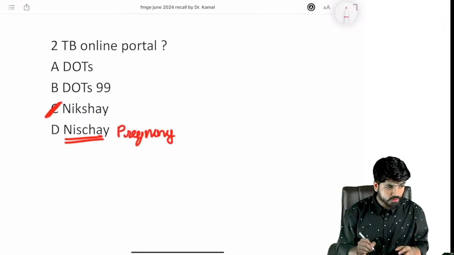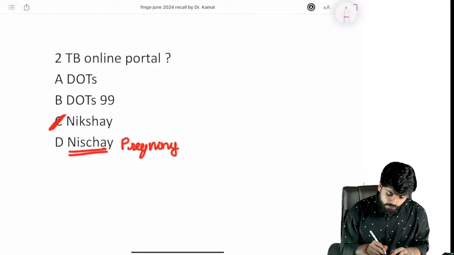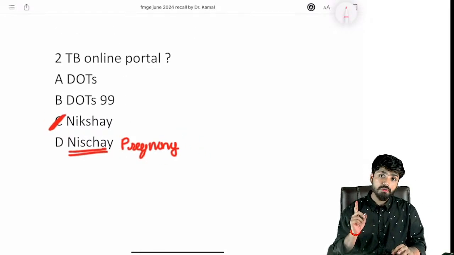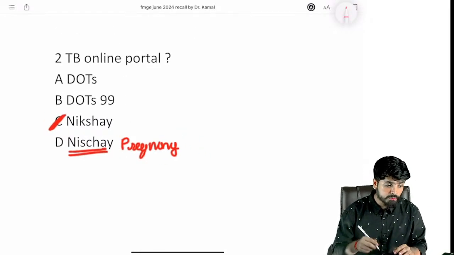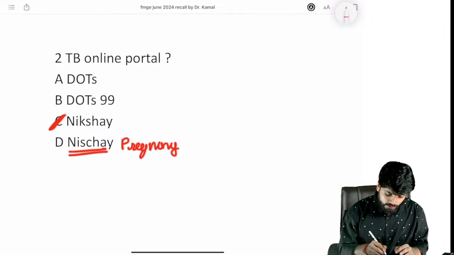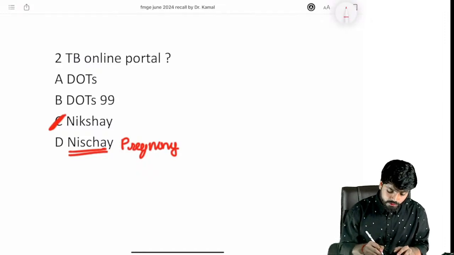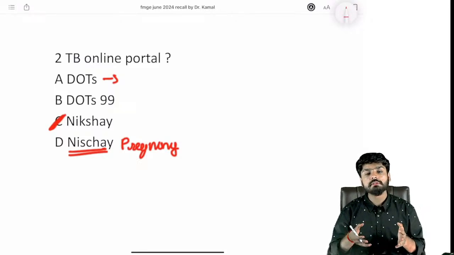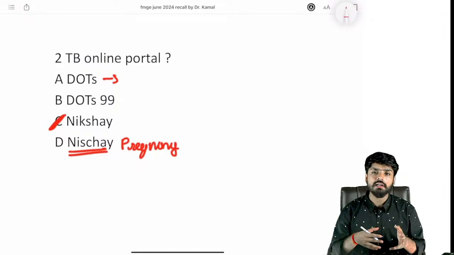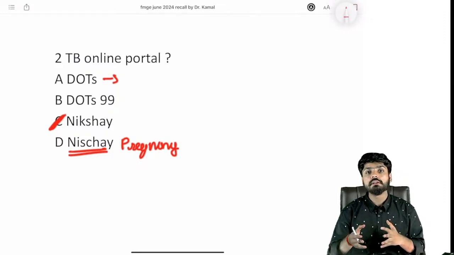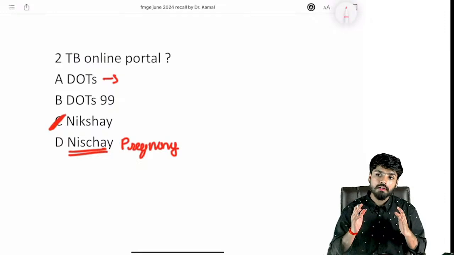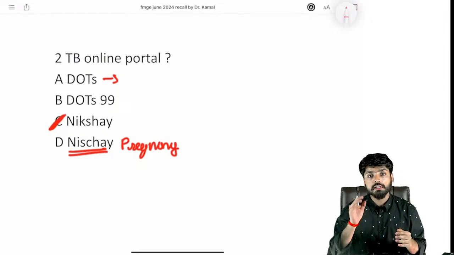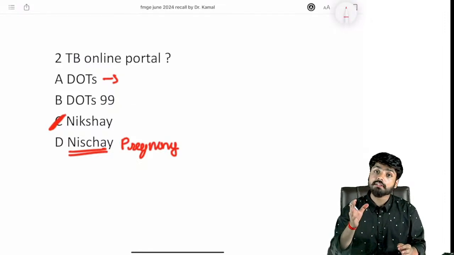It's for pregnancy. Okay. Now, what about these two options, DOTS and DOTS 99? I came across some students telling me that DOTS and DOTS 99 is also given. DOTS is nothing but directly observable therapy. Because in TB cases, many patients, those who are having TB, they are poor people, lower socioeconomic people, they are not compliant to the treatment. So we send a health worker and they directly observe the patient taking medicines every day.